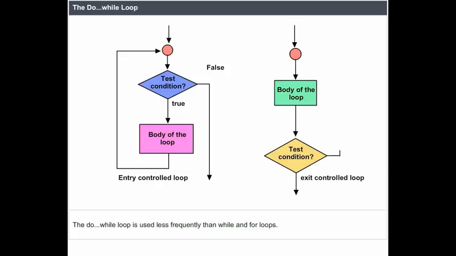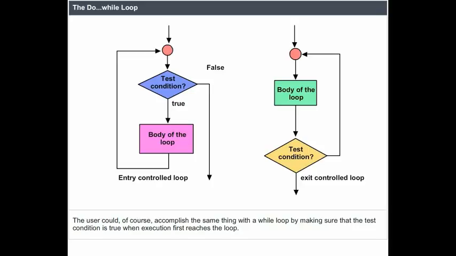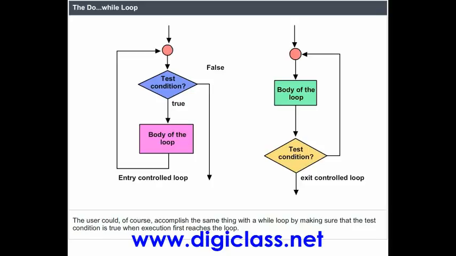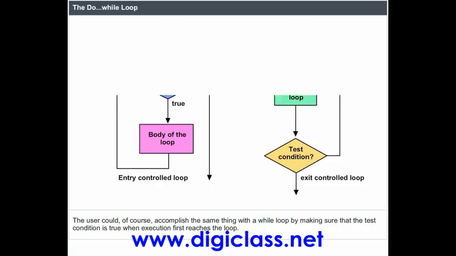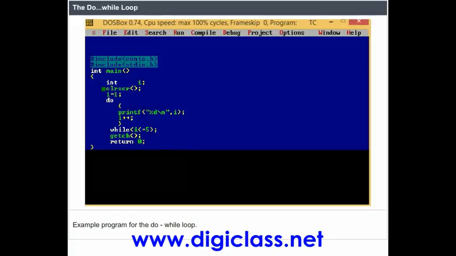The do-while loop is used less frequently than while and for loops. It is most appropriate when the statement associated with the loop must be executed at least once. The user could of course accomplish the same thing with a while loop by making sure that the test condition is true when execution first reaches the loop. Example program for the do-while loop.